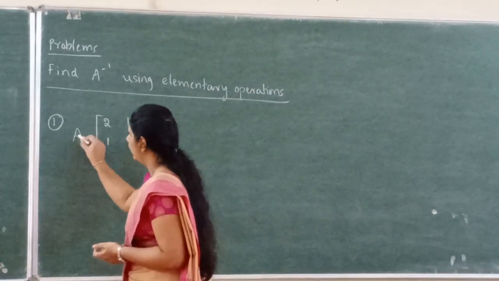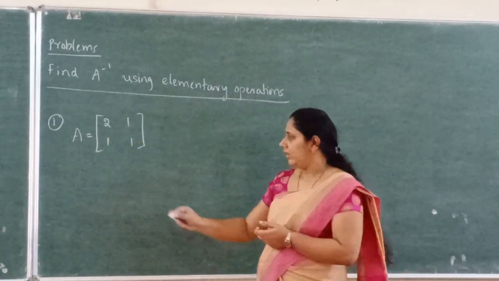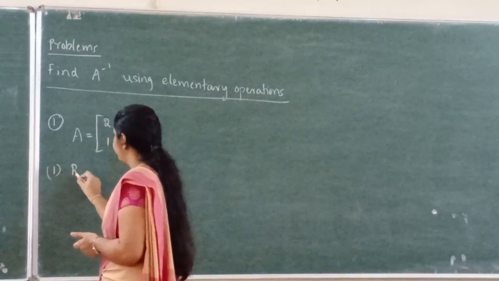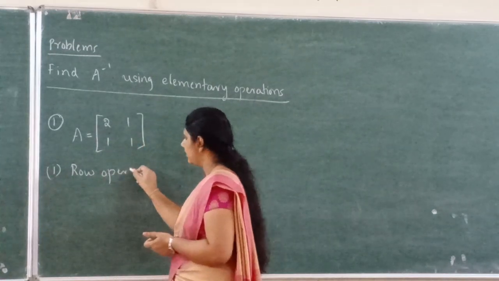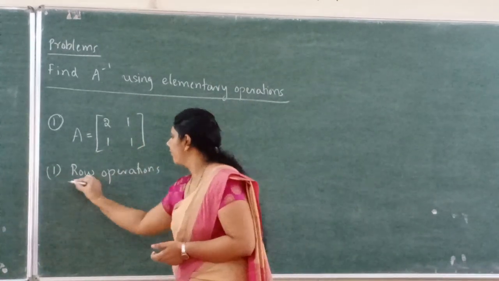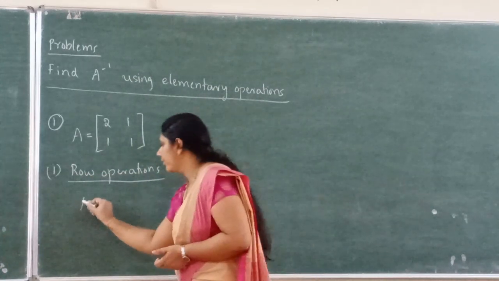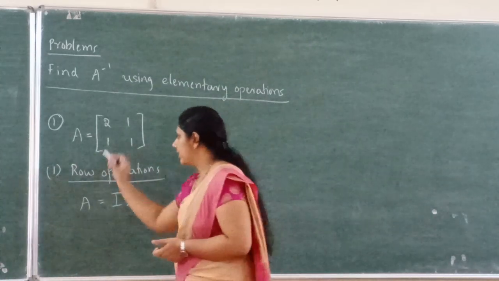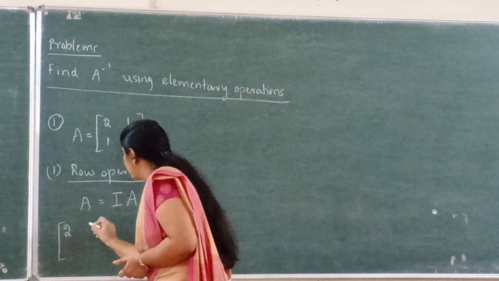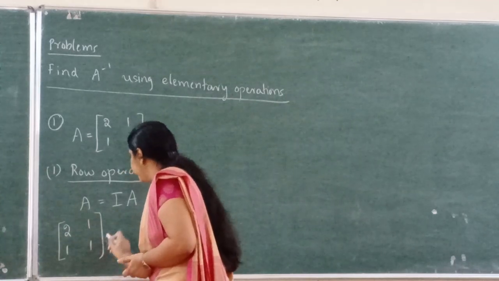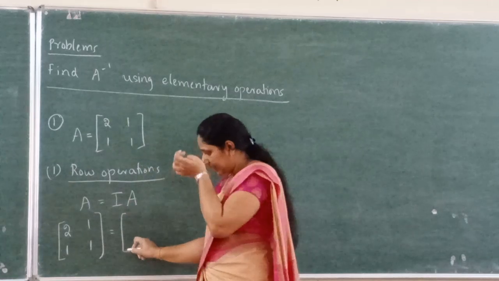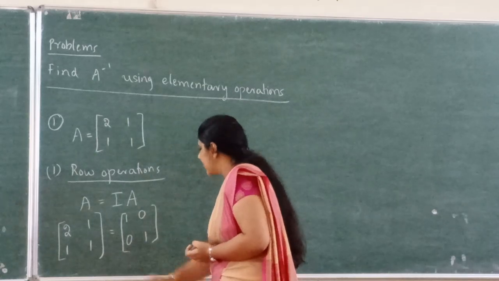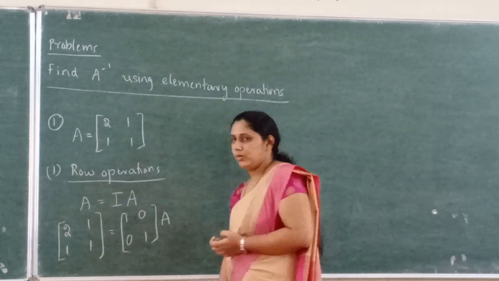For that, first I will take the matrix as A. You can do it by any of the methods. First I will use row operations. For that you have to take A is equal to I into A. That is, matrix A is 2, 1, 1, 1. This is equal to, the identity matrix is of the same order as A, that is 2 cross 2. So I is 1, 0, 0, 1 into A.